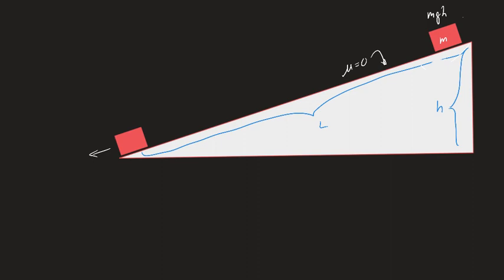At the bottom, does it have any gravitational potential? No, it's at the bottom. It's at the reference level. So at the bottom, all that energy is now kinetic.